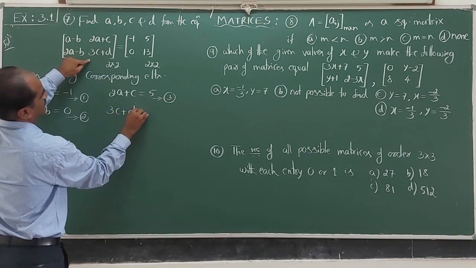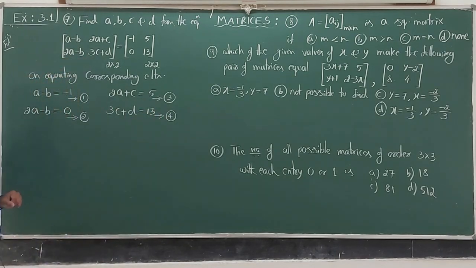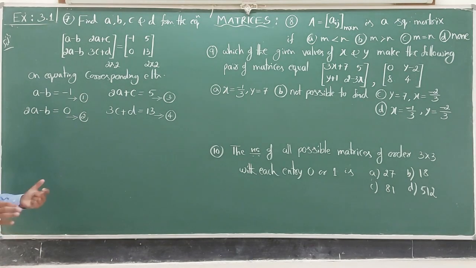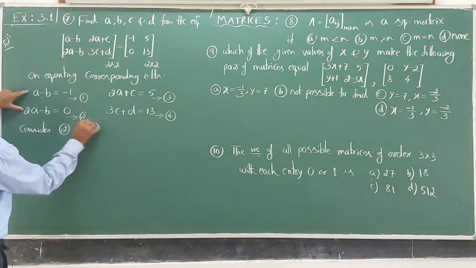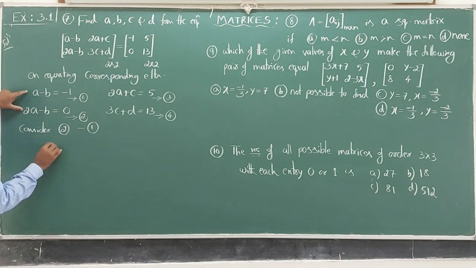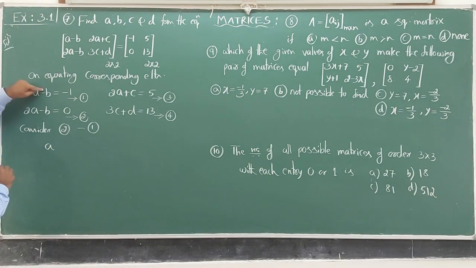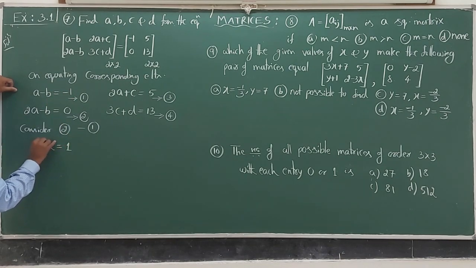3c plus d is equal to 13. Now there are 4 equations with 4 unknowns. I have to solve them. Observe these two. These two are equations in a and b. I can easily solve them. Consider equation 2 minus equation 1. I am subtracting 1 from 2: 2a minus a, minus b plus b cancels, 0 minus of minus 1 is 1. I get the value of a as 1.